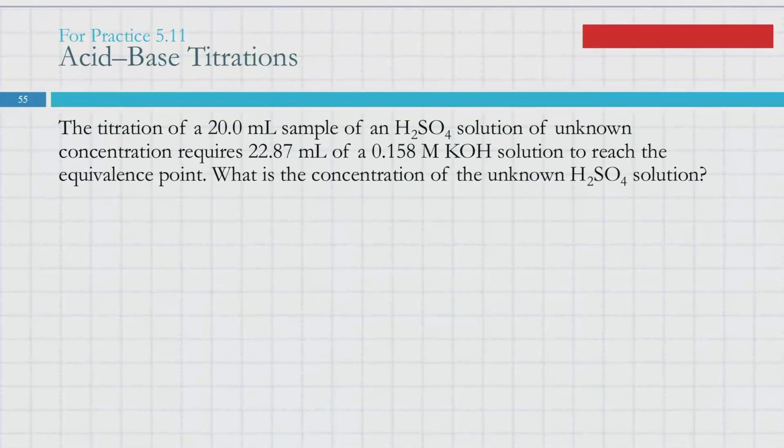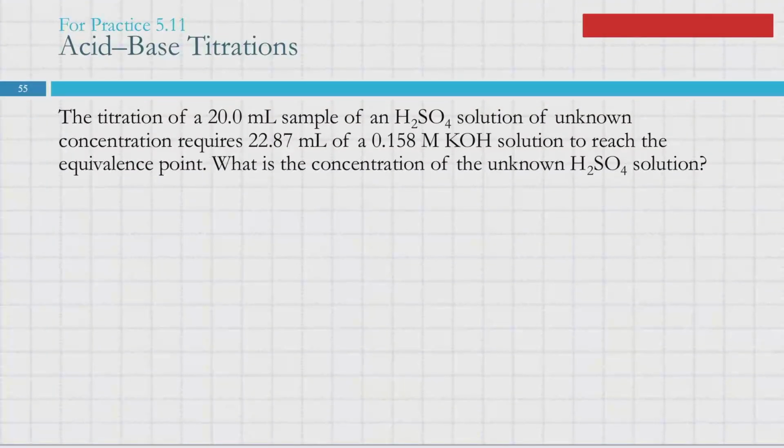Here's an example calculation for an acid-base titration. There's a lot of pieces of information in an acid-base titration, so it's important that we be able to pull them out and pair them correctly. The titration of a 20 milliliter sample of an H2SO4 solution of, keywords, unknown concentration requires, so the 20 milliliters is H2SO4 and we don't know the concentration. This requires 22.87 milliliters of a 0.158 molar KOH solution. So I'll underline these. These go together to reach the equivalence point. You should typically see the equivalence point mentioned in these problems. That just lets us use the balanced chemical equation coefficients.